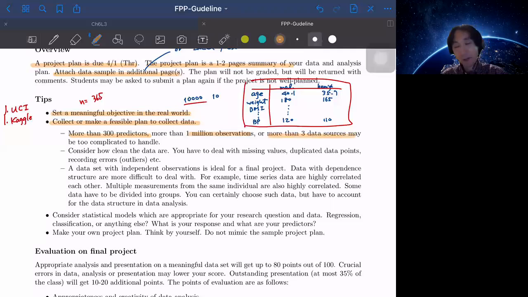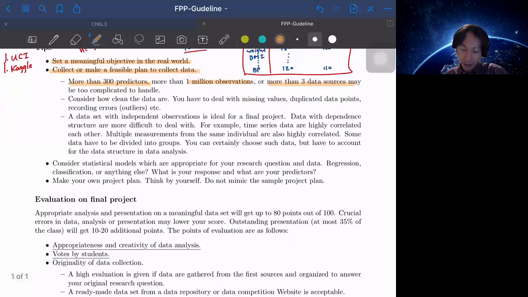And you can combine several sources, but if you combine, for example, country level data from the United Nations and the World Bank and each country's website, then that may be too complicated. So more than 3 data sources may be too complicated. Maybe 2, it's good. Maybe 3, maybe possible. But anyway, this is a short-term project, so don't use too complicated data.